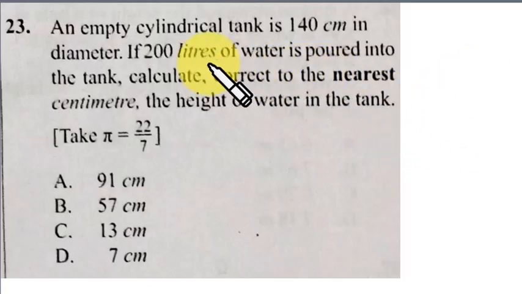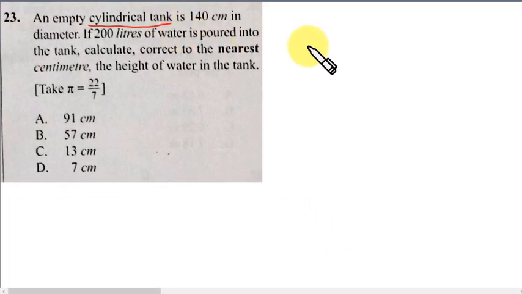Now here, what have we been given in the question? First, let us try to understand it. We are talking about a cylindrical tank. That is a tank which is in the shape of a cylinder. So of course we are talking about a cylinder. So that is the shape of a cylinder.